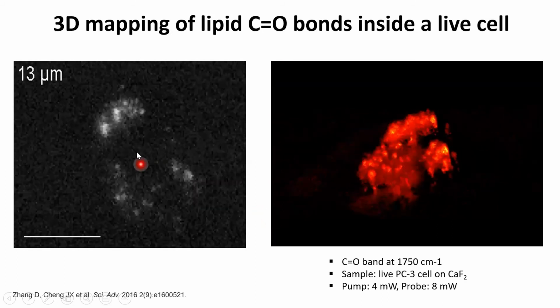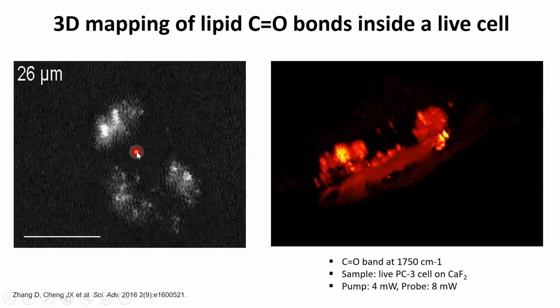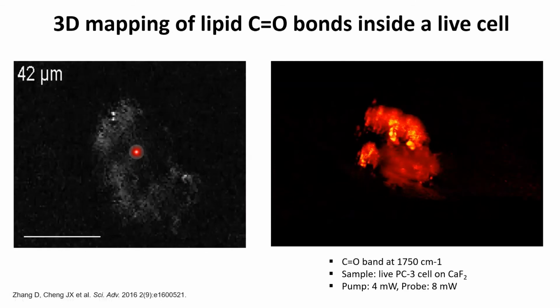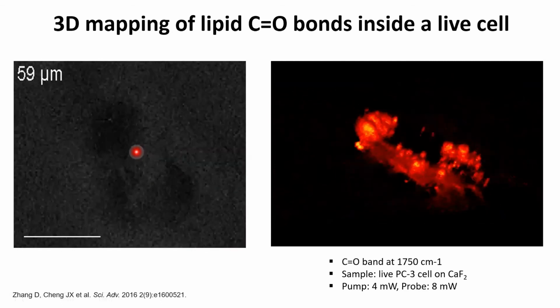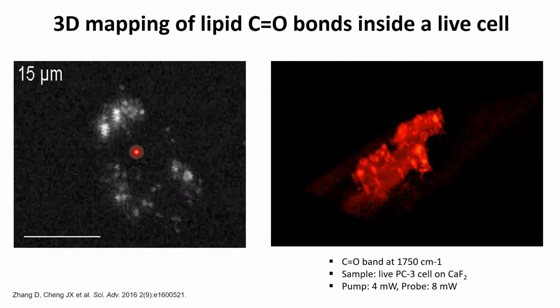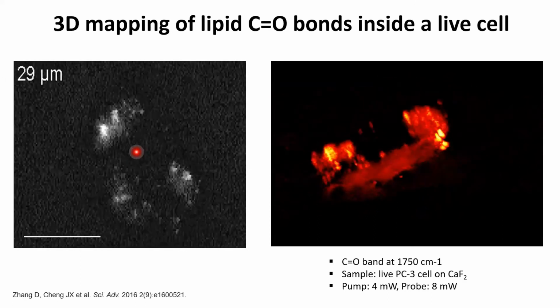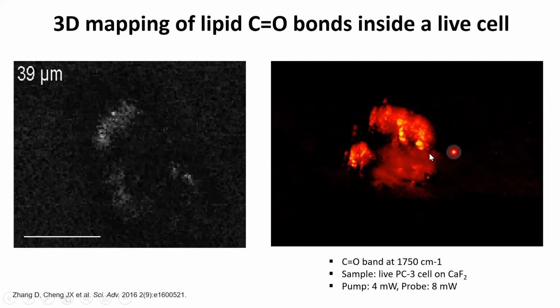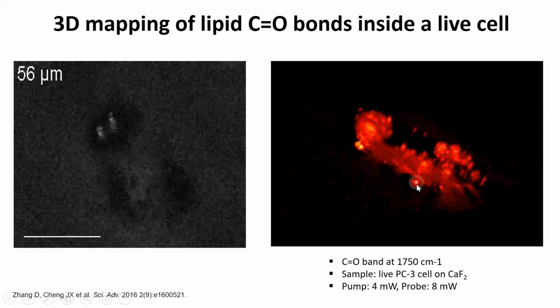So this is a pump-probe approach. In the scanning mode, it's like confocal. You can scan layer by layer and do 3D image reconstruction. So this is how we produce this chemical bond map of a living cell with sub-micron spatial resolution.